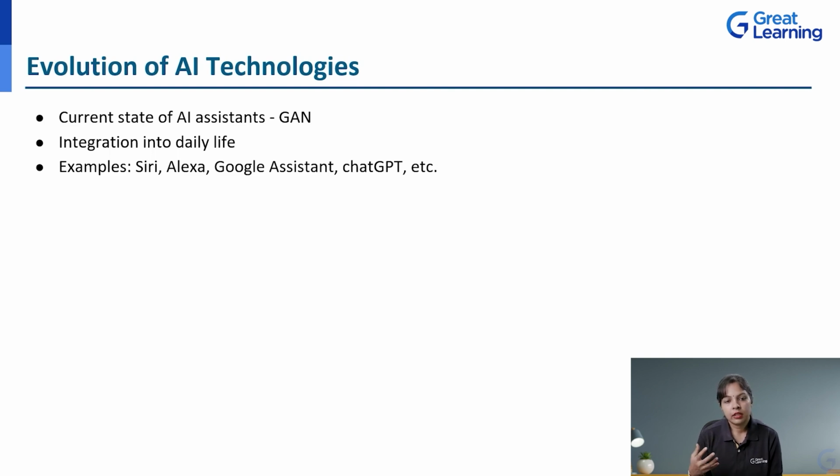AI tools are integrated into our daily lives. Even small tasks like scheduling a meeting in your calendar or notifying you of certain events are being taken care of by AI tools. The examples are Siri, Alexa, Google Assistant, ChatGPT, and many more such tools. Nowadays, every other day, some new AI tool is being developed on the concept of AI and machine learning.